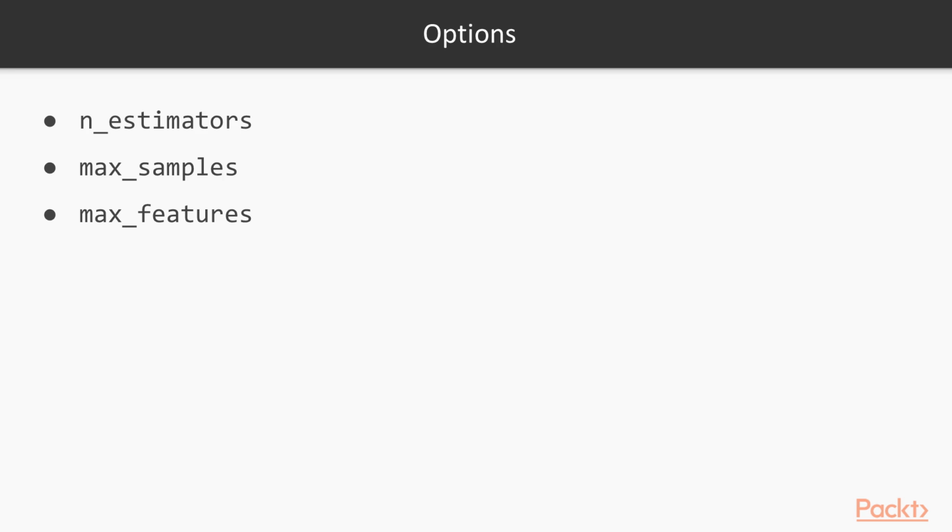The BaggingClassifier class provides a number of options to customize the ensemble. They are n_estimators. This specifies the number of base estimators in the ensemble. max_samples. This denotes the number or fraction of samples to draw from the dataset to train each base estimator. And the last one is max_features. This denotes the number or fraction of features to draw from the feature matrix to train each base estimator. This gives us the ultimate freedom to implement any kind of averaging ensemble. An ensemble can then be fit to data like any other estimator using the ensemble's fit method.